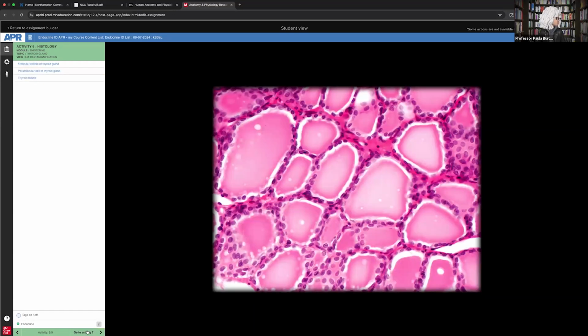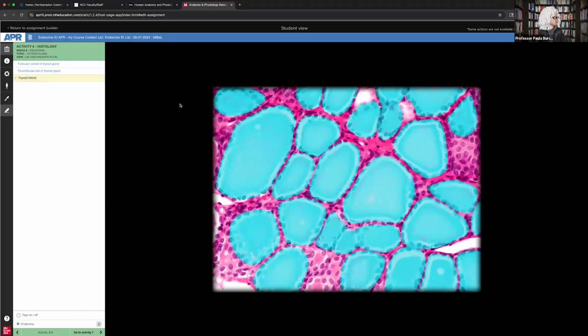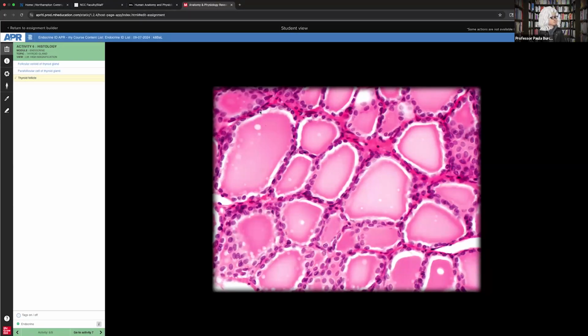Let's move on to activity 6. This is another histology slide of the thyroid gland. The thyroid gland is going to consist of these circular structures here, which are called thyroid follicles. So these are looking at the thyroid follicles. They include these follicular cells here. Let me take off the highlight, and you can see these are the nuclei of all of the follicular cells. They make up the walls of the follicle.